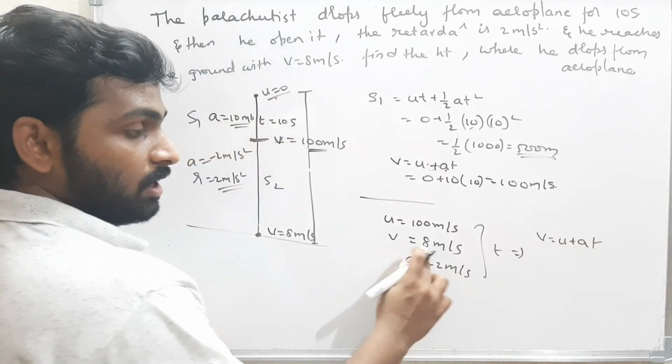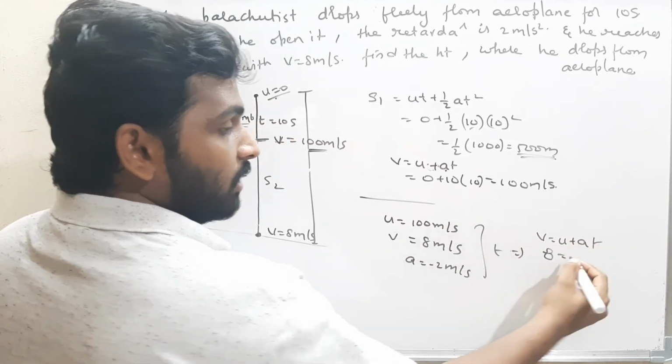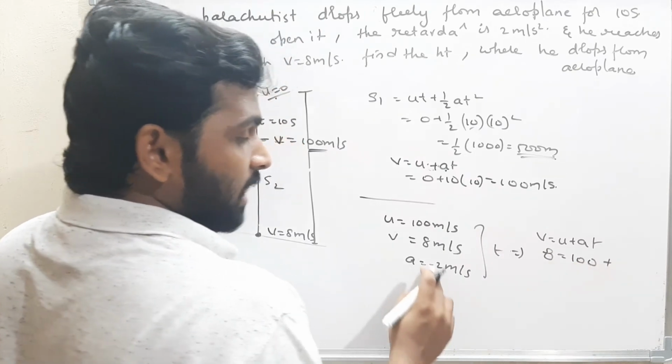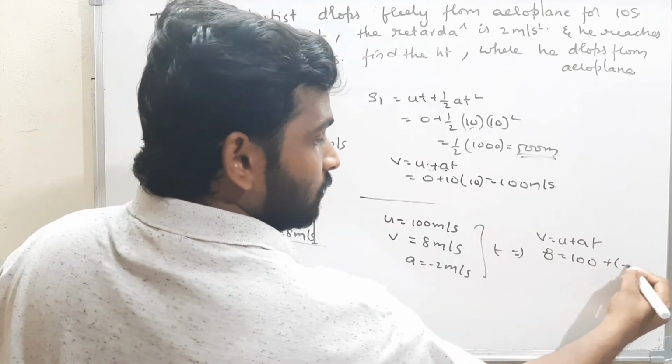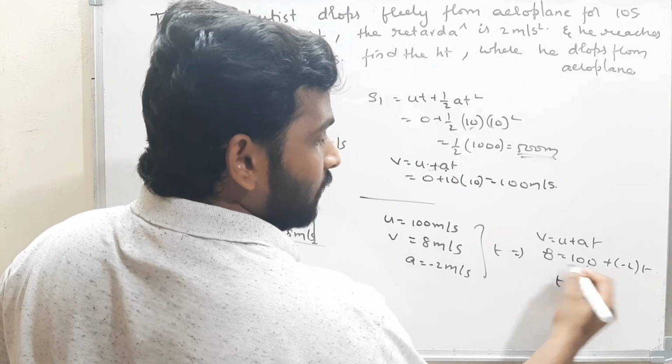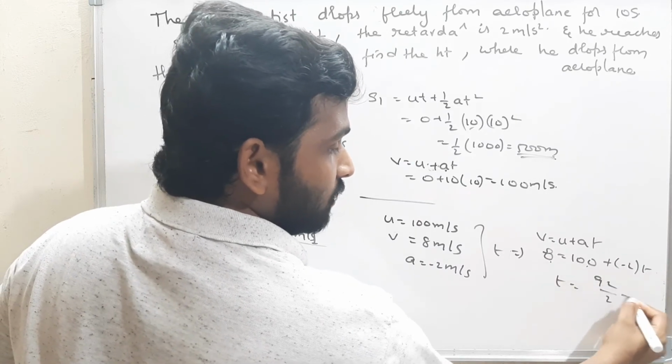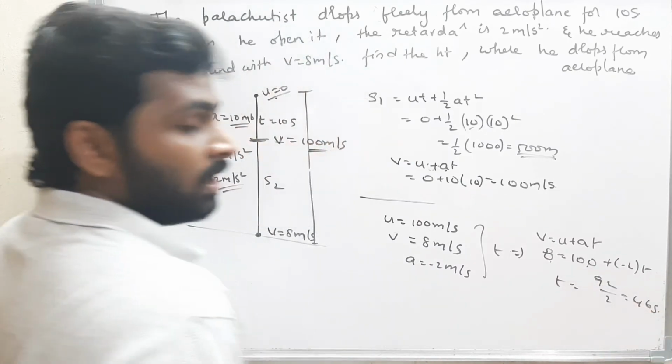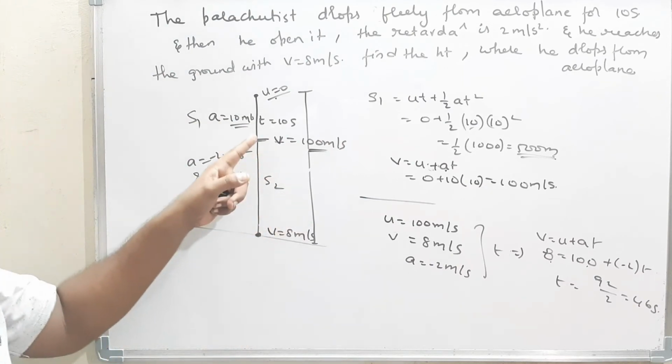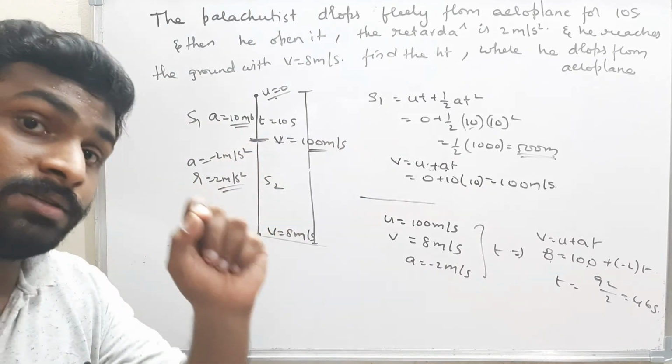What is the final velocity? 8. And what is the initial velocity? 100, plus the acceleration, which is minus 2, into time. Therefore time is equal to (100 minus 8) which is 92, divided by 2, which is 46 seconds. The time taken by the body to reach the ground from here to here is 46 seconds.